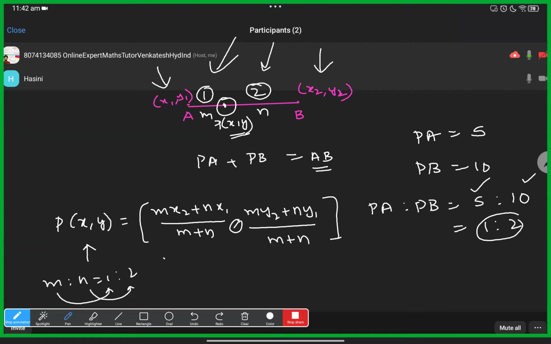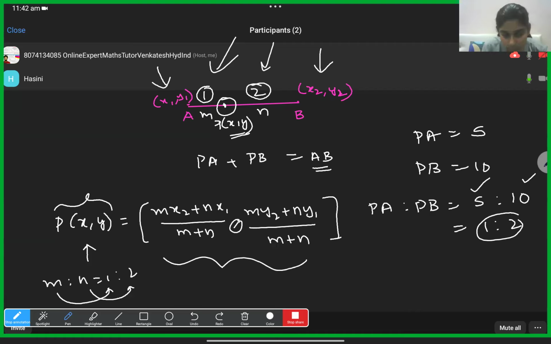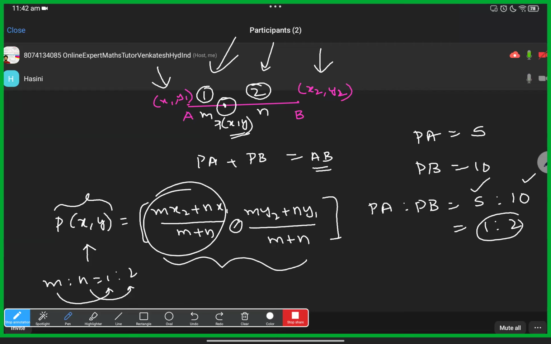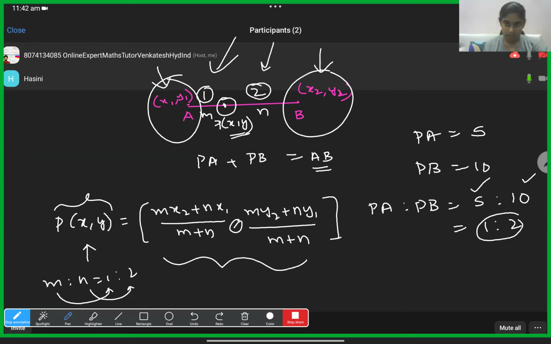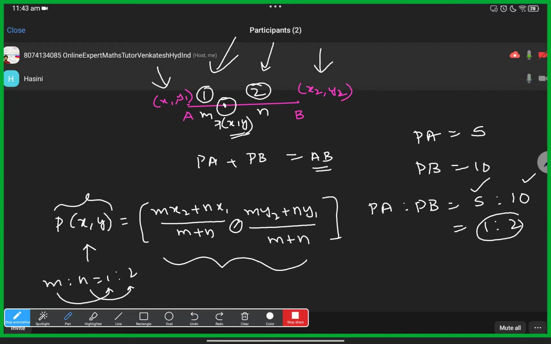This is an ordered pair because we are finding out P(x, y). Whatever answer we get after simplifying the first value is x, and the second is y. We already know x1, y1 and x2, y2 are the points of A and B. In some questions you will see find the point which divides internally. Internally means here P lies in between A and B only.